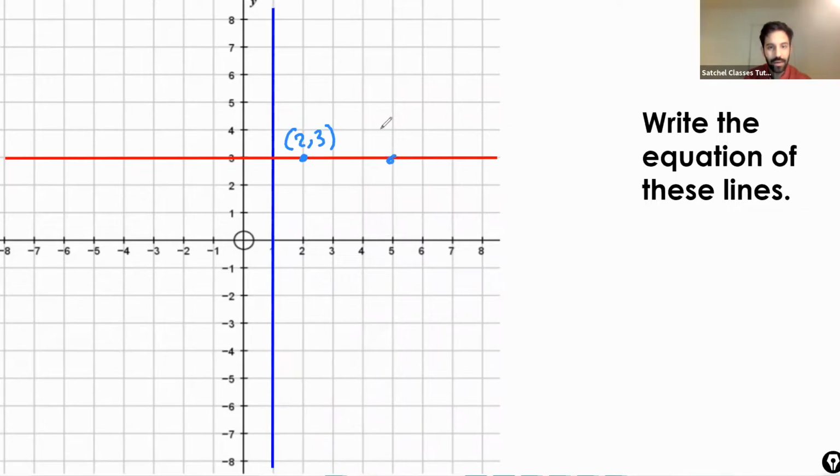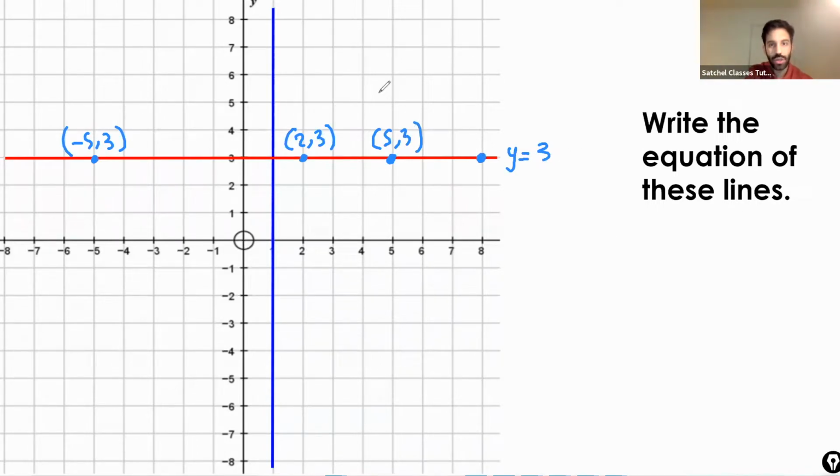What we have here, or the coordinate here, is going to be 5, 3. The coordinate here is going to be minus 5, 3. So the equation of this line, well, your y coordinate is always constant, so y is equal to 3. At any point on this line, y will always be equal to 3.